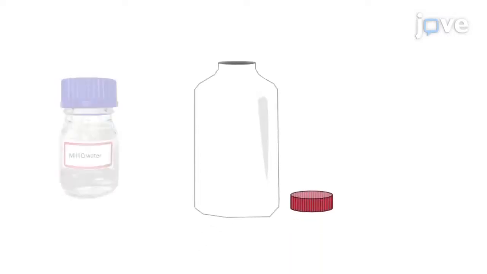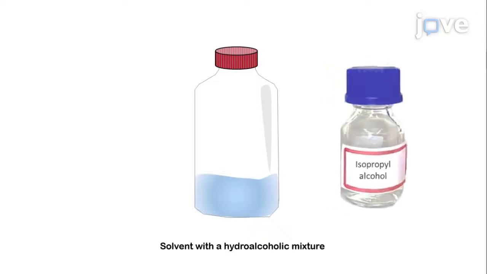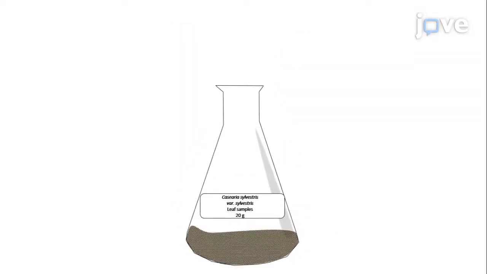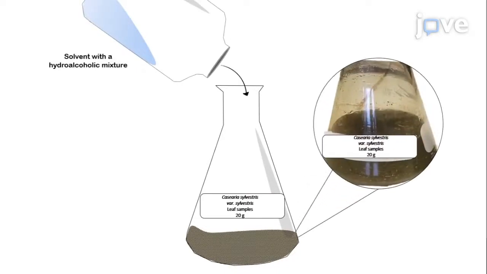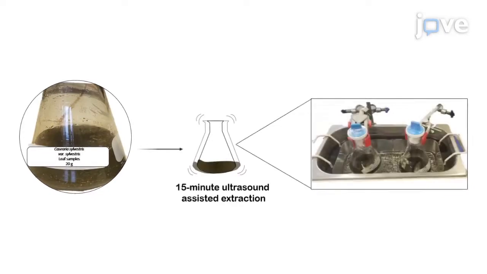Begin by preparing the extraction solvent with a hydroalcoholic mixture. Use sample concentrations between 50 and 100 milligrams per milliliter of the extraction solvent and perform 15-minute ultrasound-assisted extractions in microtubes. Repeat the extraction 3 times.